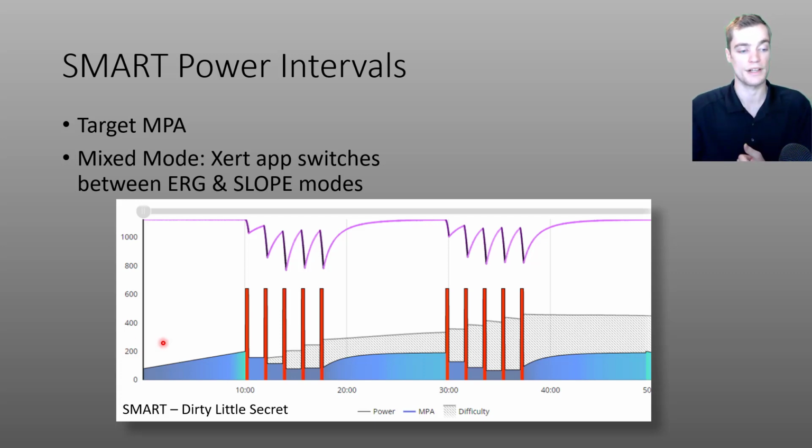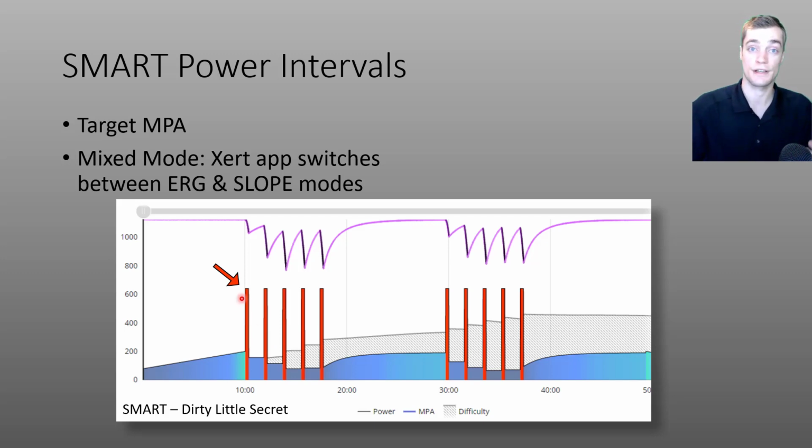In the example I have on screen here, the Dirty Little Secret workout, all of the intervals in blue will be controlled by your smart trainer automatically in erg mode, while the red sprint intervals here, you'll need to use your gears and cadence to hit those sprint targets.